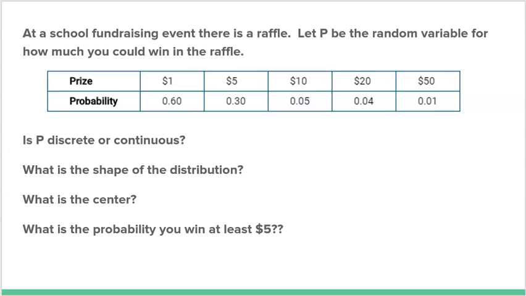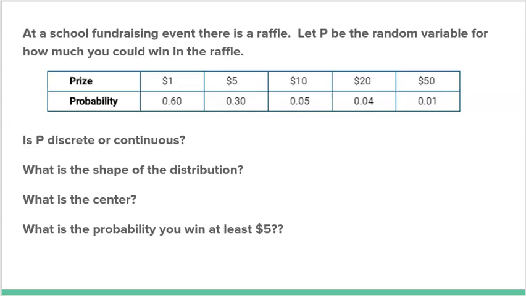All right, let's look at a second example here. At a school fundraising event, there's a raffle. Let P be the random variable for how much you could win in the raffle. Once again, I have a table. The only difference here is this table goes horizontally rather than vertically. Well, it doesn't matter at all. So we have all the different outcomes. It's random. I don't know how much money I'm going to win. I could win 1, 5, 10, 20, or $50. And the probabilities are under each.